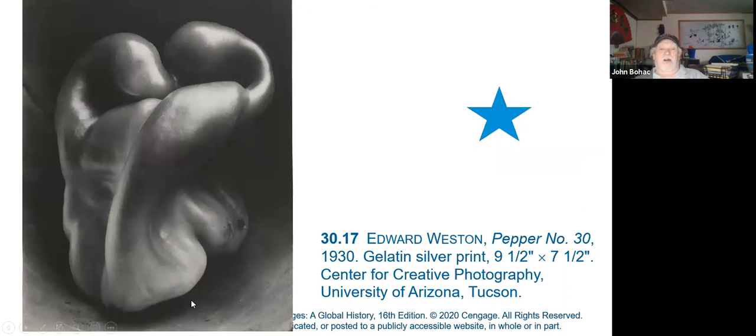Here's another photographer from the 1930s, Edward Weston. This is kind of like the Georgia O'Keeffe I was telling you about. Nature, in this case, a pepper, close up, filling the space. Of course, this is a photo, but if this were in paint and this was in color, it would be a Georgia O'Keeffe painting.